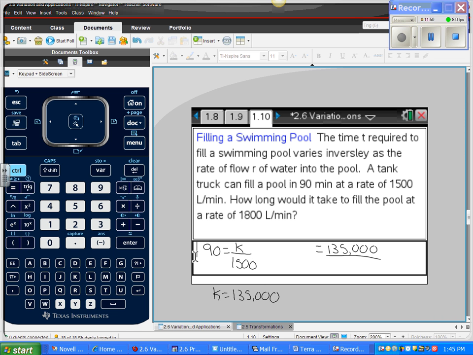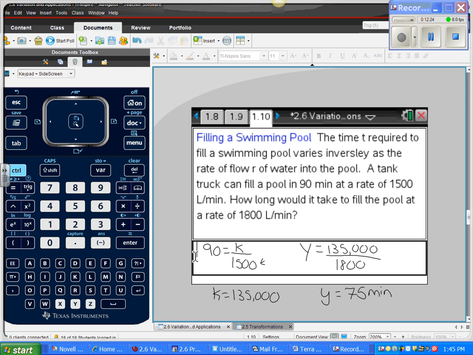The next question is, how long would it take if we're dealing with a rate of 1,800 liters per minute? So this is where liters per minute was prior, so that's where liters per minute needs to be this time as well. What we're solving for is how long, how many minutes. 135,000 divided by 1,800 gives us 75 minutes. Okay, so that was inverse variation.